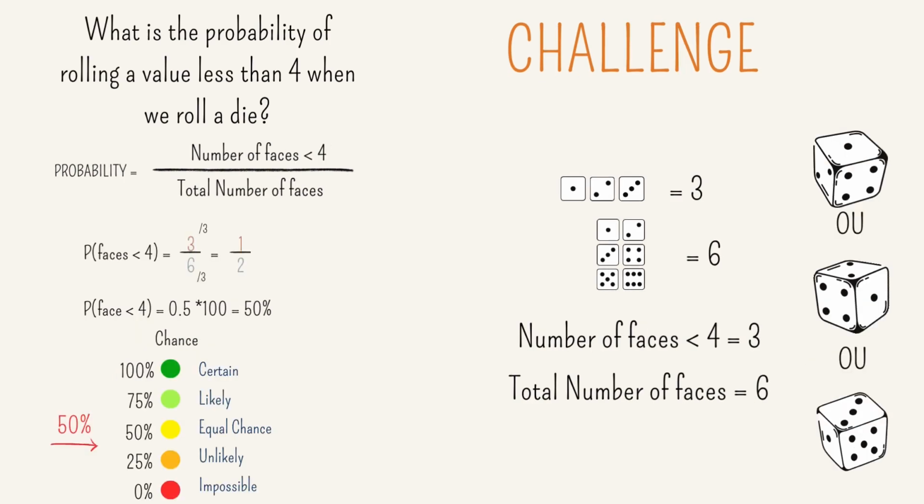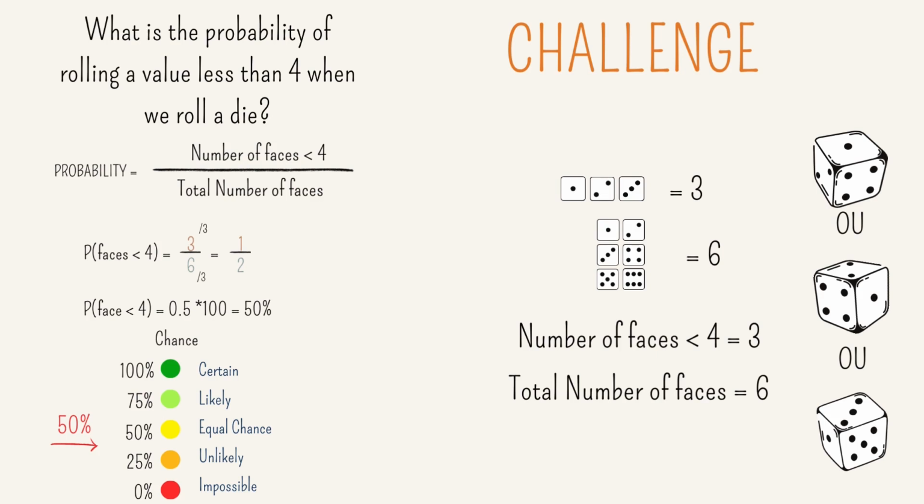Using the formula. The probability of rolling a value less than 4 when we roll a die is the number of faces less than 4 divided by the total number of faces. The probability of a value less than 4 is 3 divided by 6. Simplifying the fraction by dividing both numerator and denominator by 3, the result is 1 divided by 2. The result as a decimal is 0.5. And if you multiply by 100, you will get the result as a percentage equal to 50%.